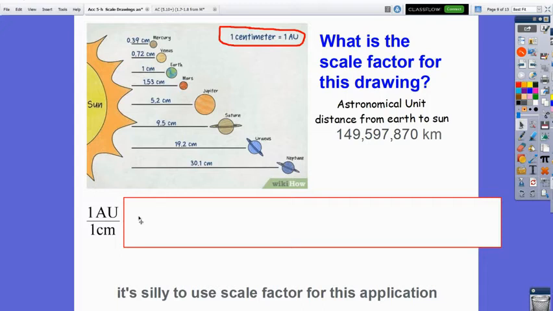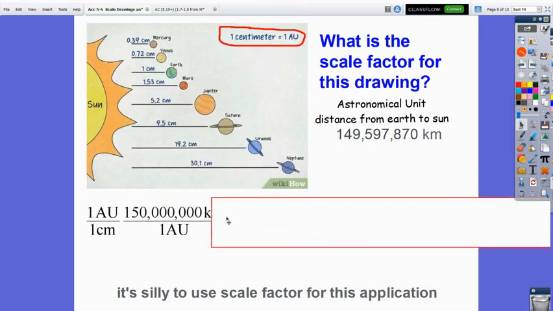So I know that 149 million kilometers is 1 astronomical unit. I will round that to 150 million kilometers. Okay, 150 million kilometers per 1 astronomical unit. And again, this is using dimensional analysis, right? The astronomical unit goes on the bottom so that these units cancel out.